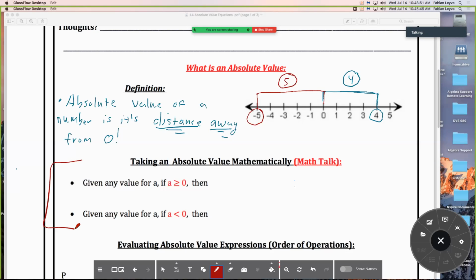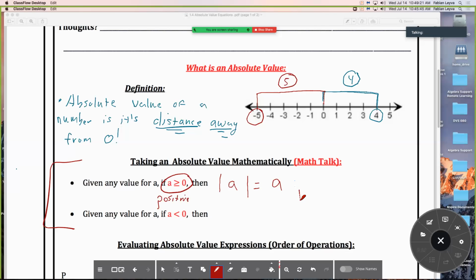Let's say I give you a value for a, and that a could be any number, but it has to be greater than or equal to 0, aka positive. Well, then if I'm trying to find its distance away from 0, I'm going to mathematically show it by drawing 2 vertical lines on either side of what I'm trying to find the distance of. Now you'll notice that if I'm trying to find the absolute value of a positive number, it literally just equals that number.